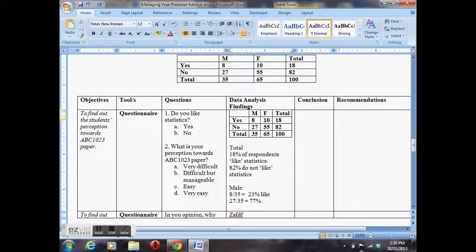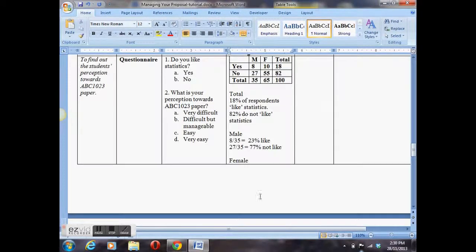77% do not like. And for the female, we can do the same thing. So we have this raw data, and then we have converted it into percentage.